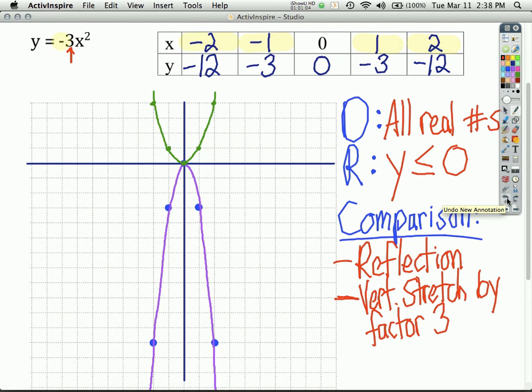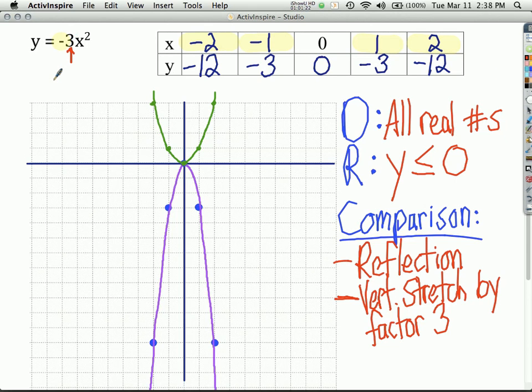So, comments, questions about this one? Yes, Daniela. This number right here, whatever number is right there, is the factor. The negative sign tells us the reflection. So the negative sign is not part of the factor, just the number. Okay? Good, very good question.